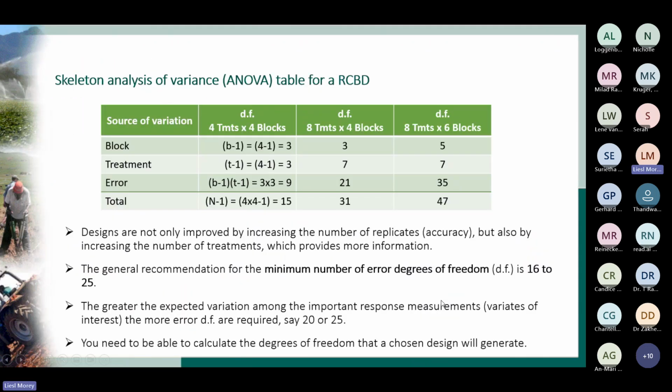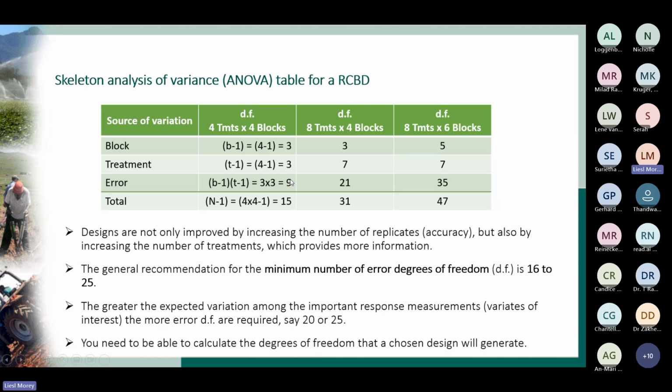So if we look at the skeleton analysis of variance for a randomized complete block design, you'll see we now have an extra factor for a source of variation, which would be the block. And the block degrees of freedom is calculated as the number of blocks minus 1. Because we add another factor, you will see that your error degrees of freedom will be less than what you would have with a completely randomized design, because in a completely randomized design, the 3 would have formed part of your error, so it would have been 12 degrees of freedom for error.